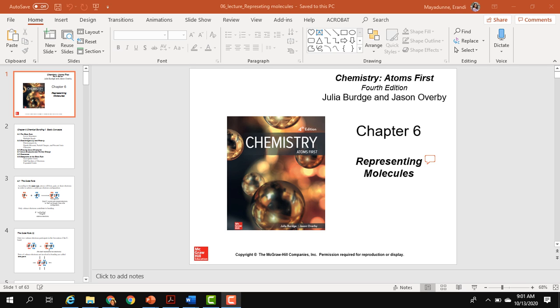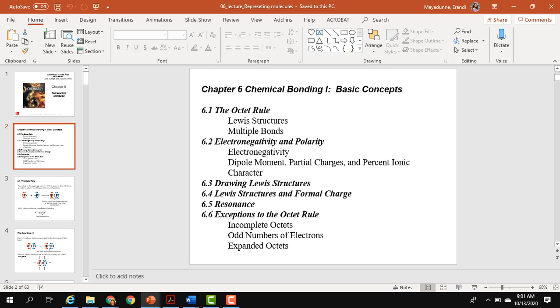It is like an introduction to chemical bonding. I thought it's a good idea to go over a little bit of the chapter. So if you see this chapter, we're going to talk about the octet rule, electronegativity and polarity, drawing Lewis structures, formal charge, resonance, and exceptions for the octet rule. This is the basic introduction to bonding.